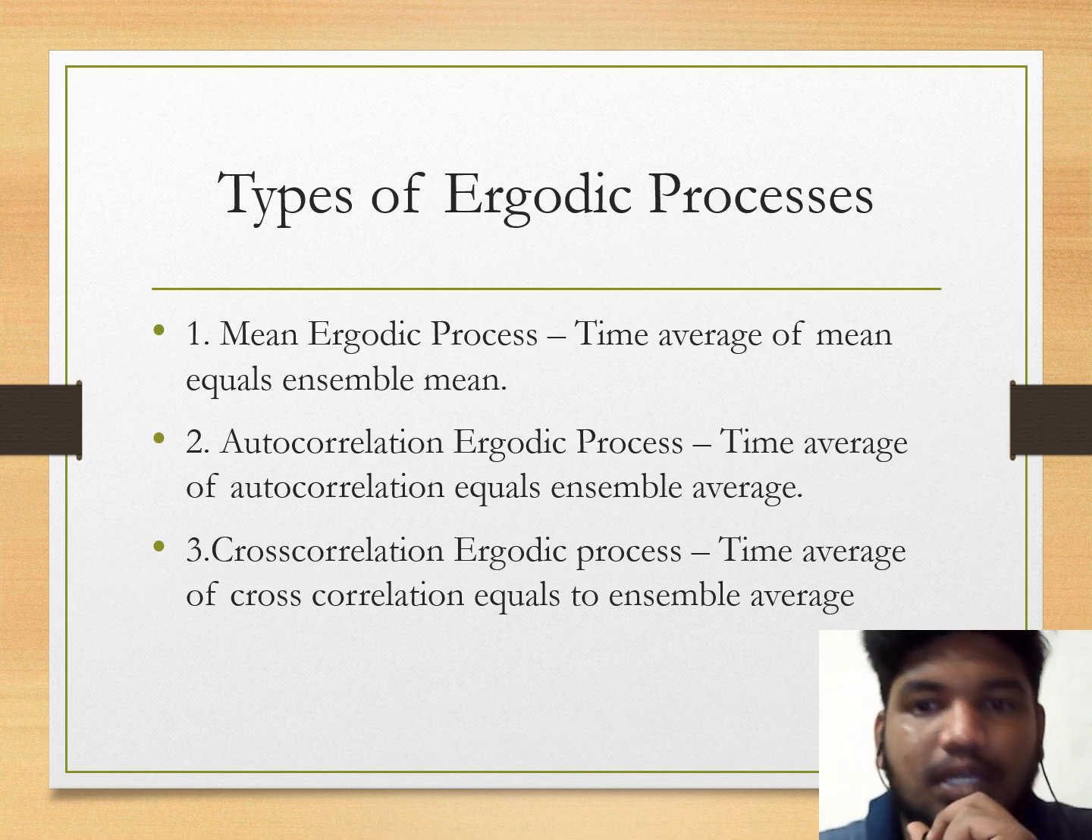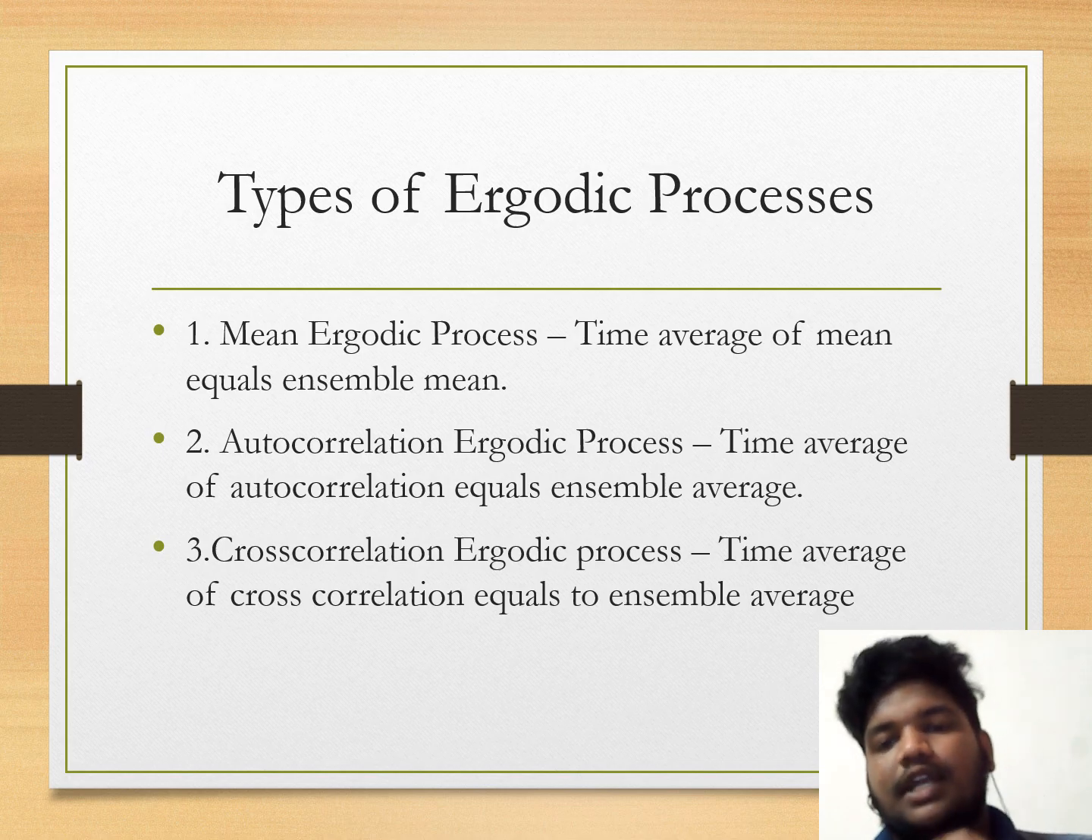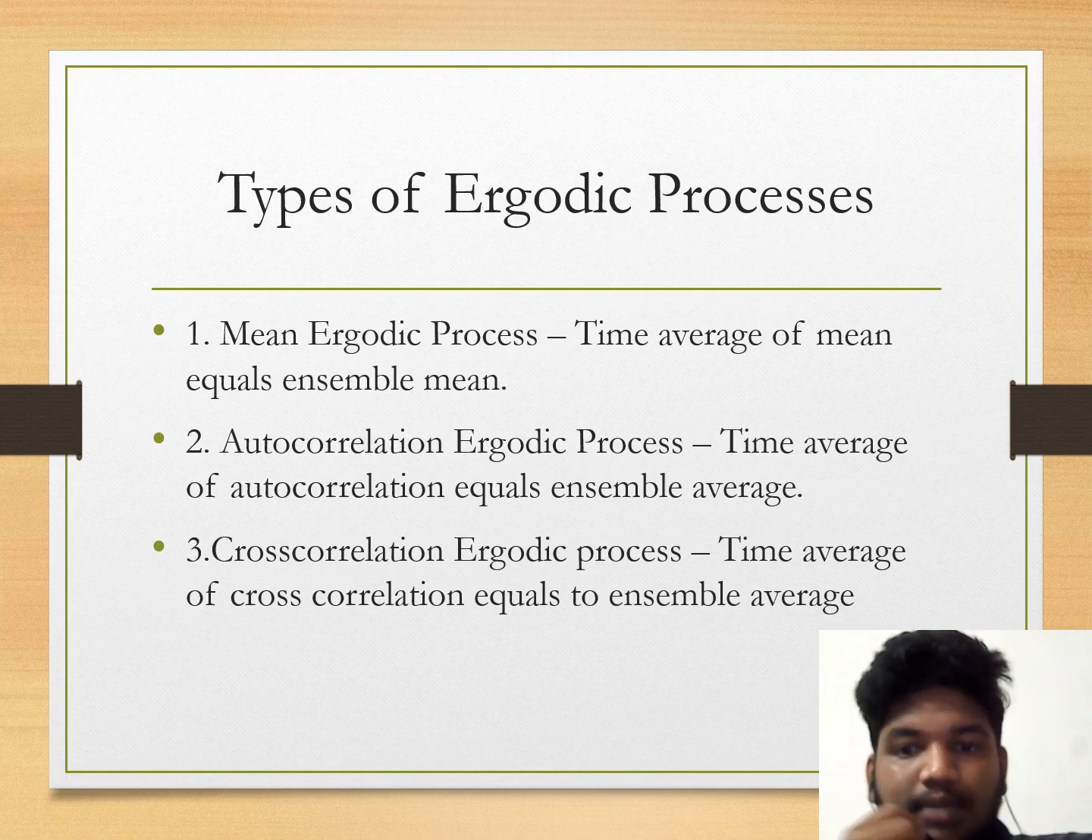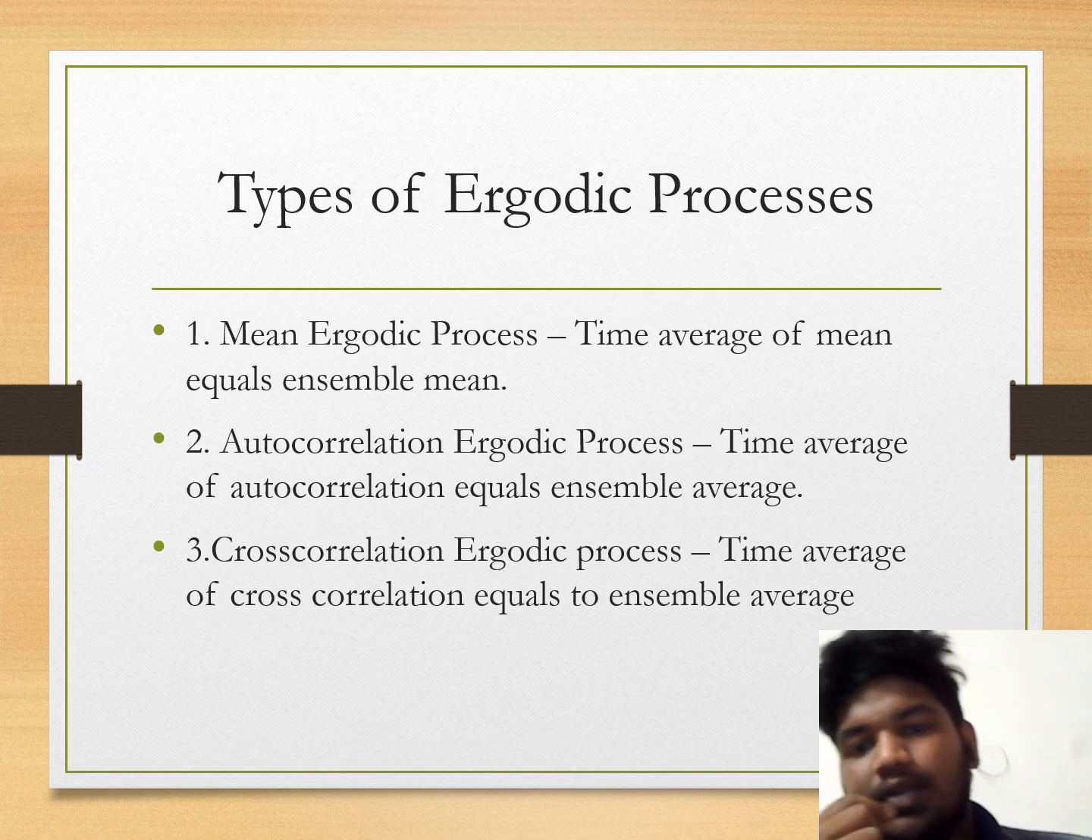Types of ergodic process. Mean ergodic process: the time average of the mean is equal to the ensemble average mean. We have the time average mean and the ensemble average mean, and when both are equal, this is called a mean ergodic process.